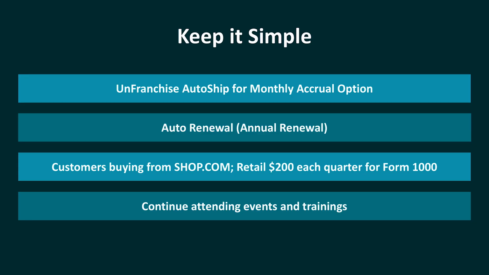Let's end this today by keeping it simple. Use your unfranchised auto ship for your monthly accrual option. It'll take care of everything. Use your auto renewal for your annual renewal. Customers buying from shop.com, if you have $200 that are bought from your shop.com site, your Form 1000 is automatically done, and continue to attend the training events and the training. By doing these simple things, you are going to have a great business.